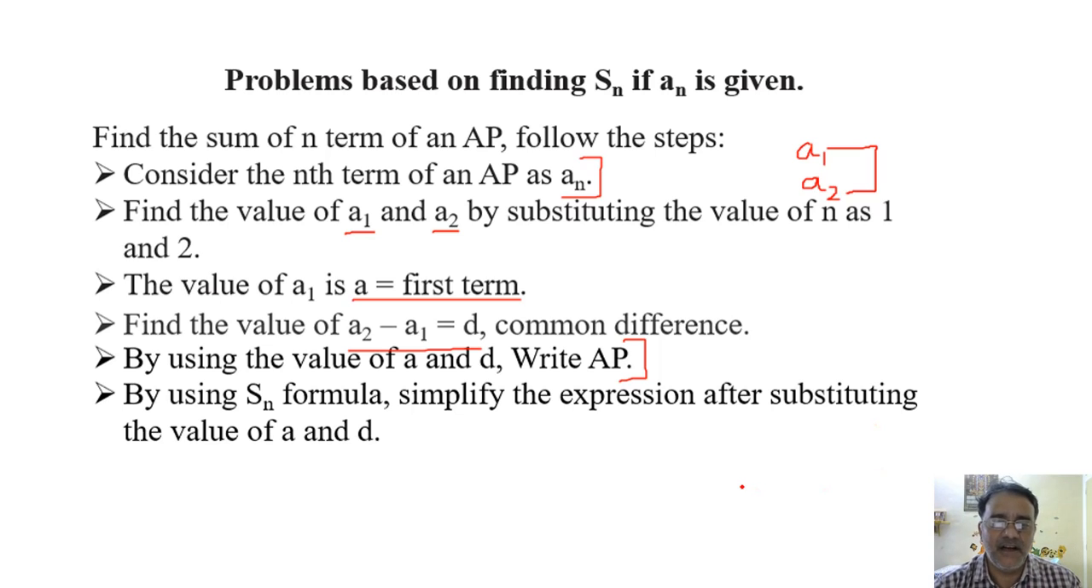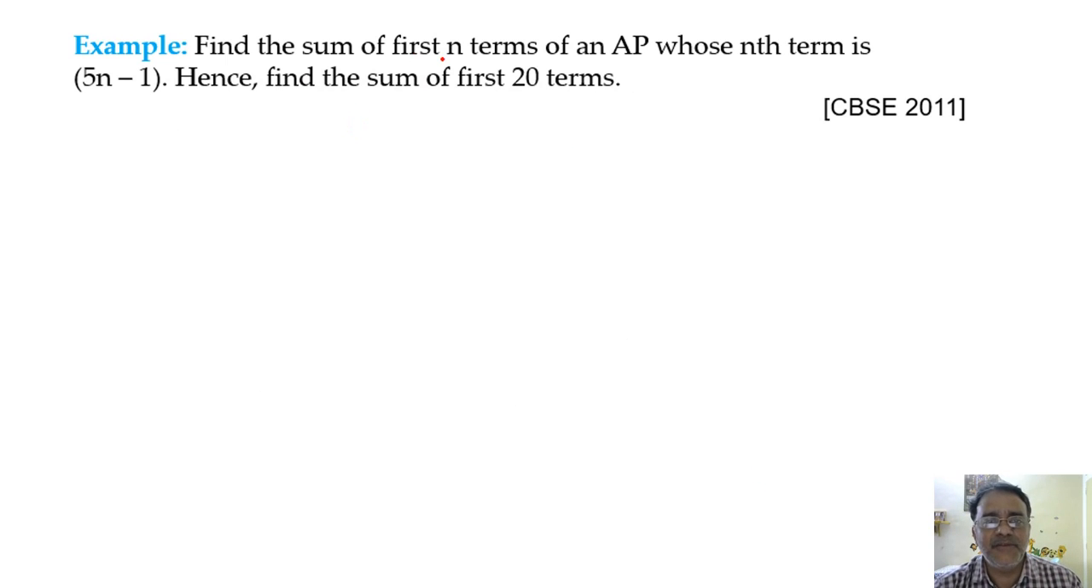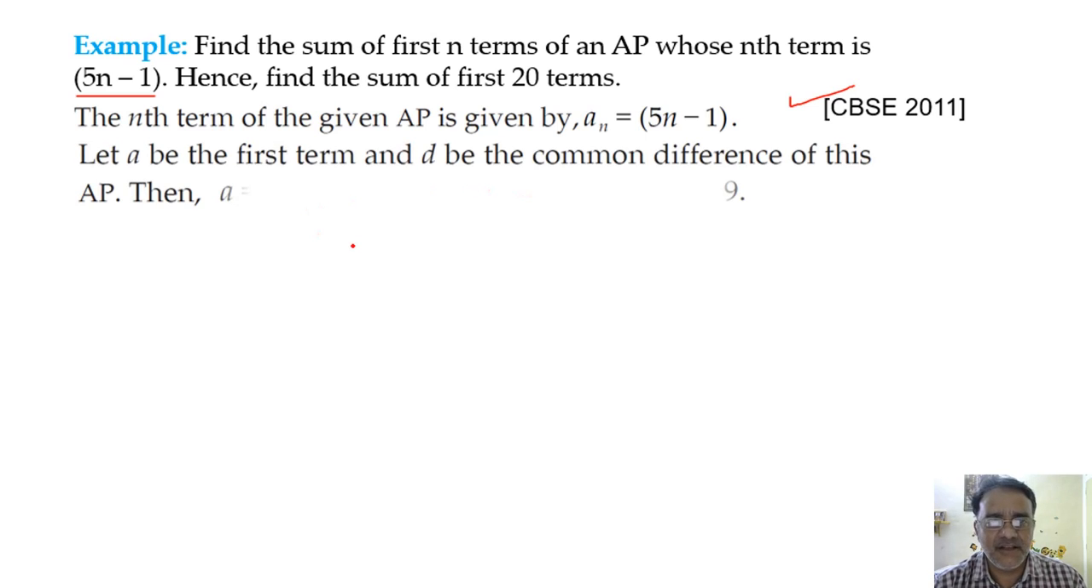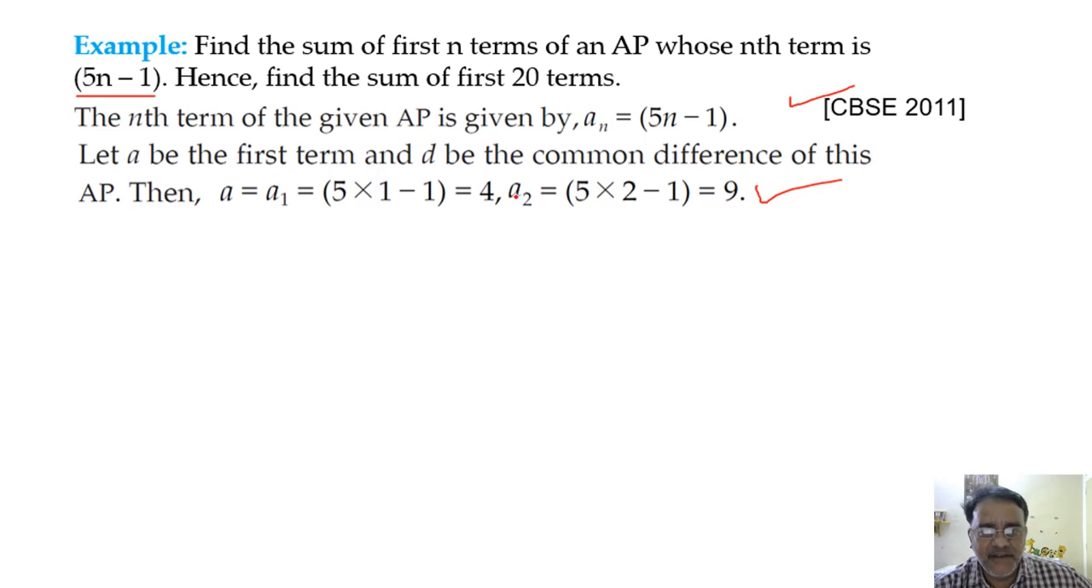Let us have one example. Find the sum of first n terms of an AP whose nth term is given as 5n minus 1. Okay, this is a 2011 board question. So an is given as 5n minus 1. We will find a1 first by substituting n equals 1. So what are you getting? 4. Right. a1 is 4 and a2 is 9. And we will subtract these two, that is 9 minus 4, to get the value of d.